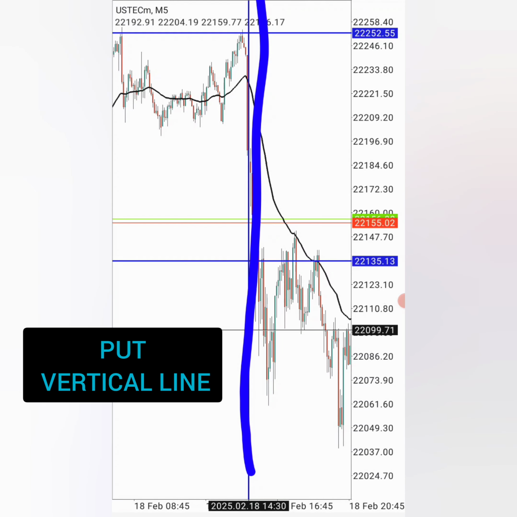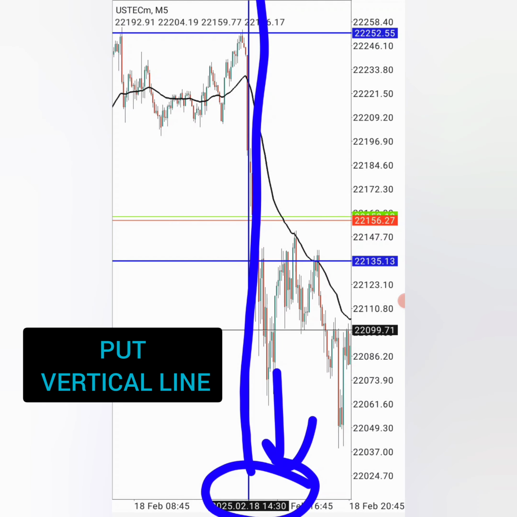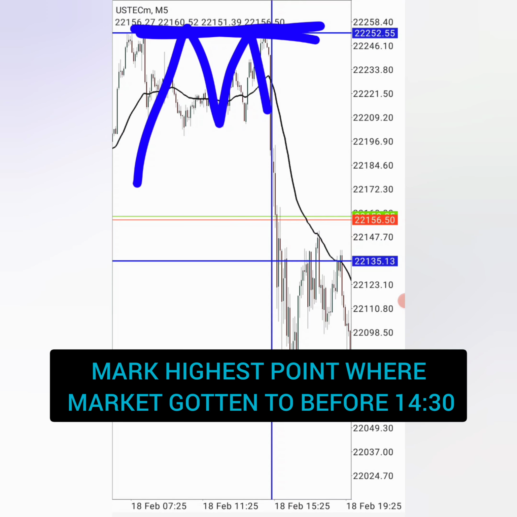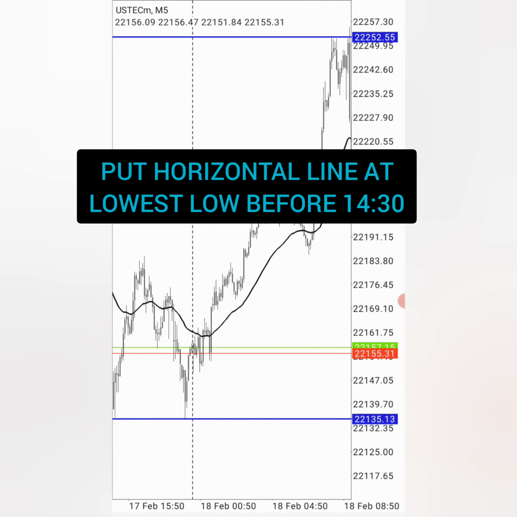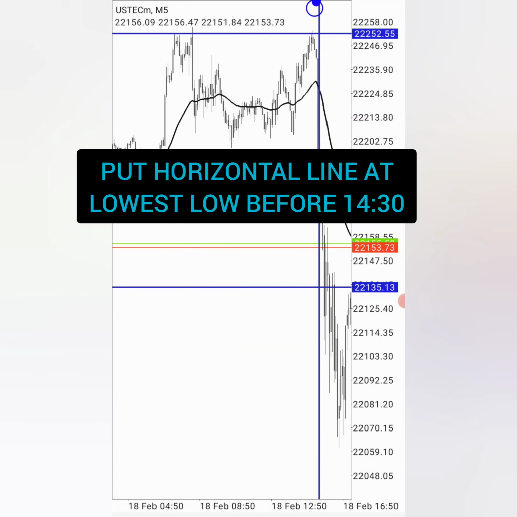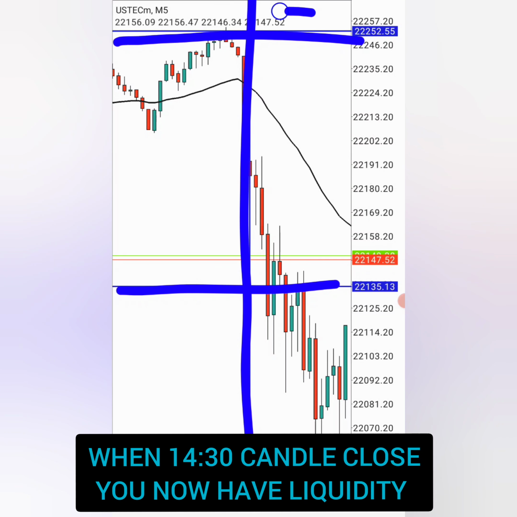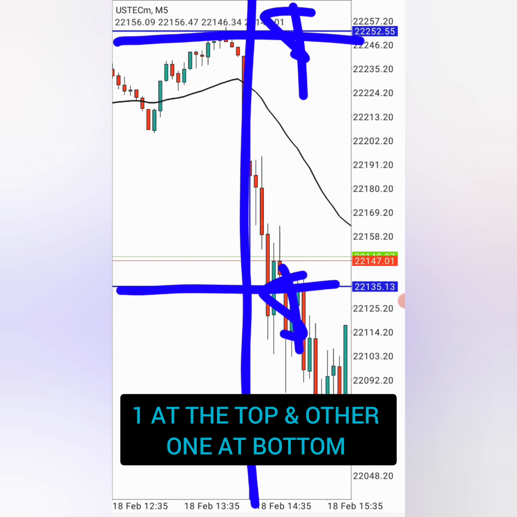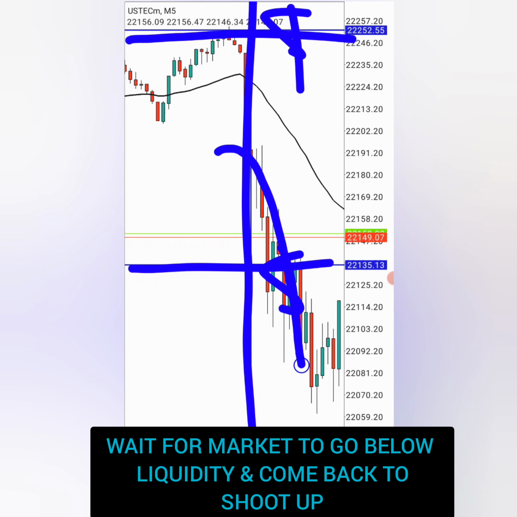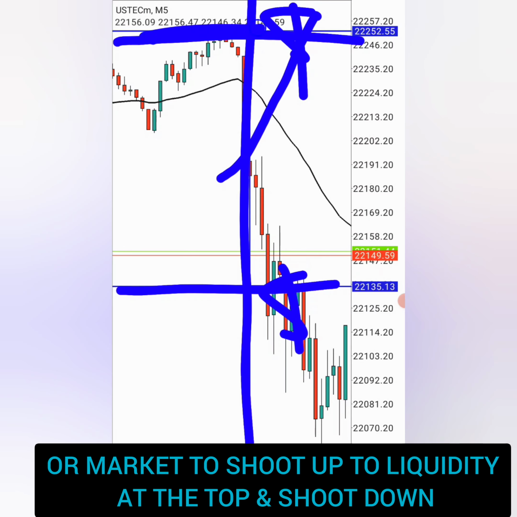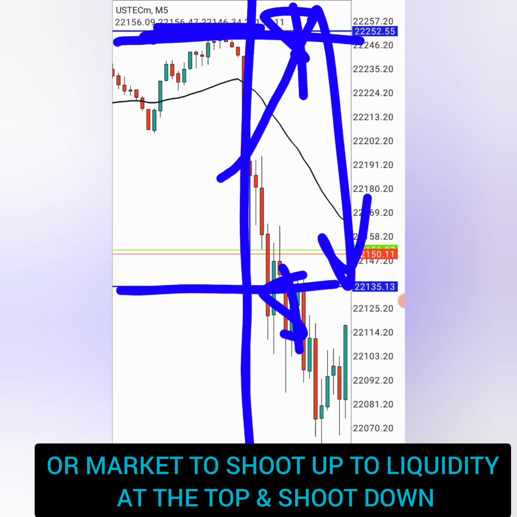Put a vertical line just like this one, as you can see down at the bottom here, written 14:30. Now you want to mark the highest point where the market got to before 14:30, and also do the same at the low. You put a horizontal line at the lowest low just before 14:30. Now when the 14:30 candle closes, you have liquidity, one at the top and the other right at the bottom. So now you're waiting for either the market to go below this liquidity and then come back to shoot up, or for the market to shoot up to this liquidity at the top and then shoot down afterwards.